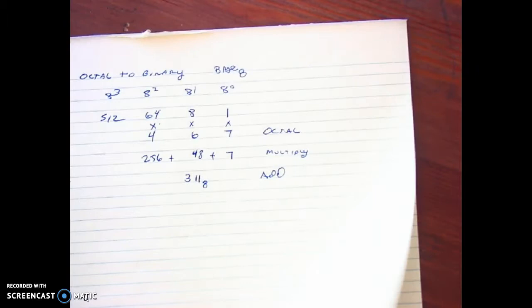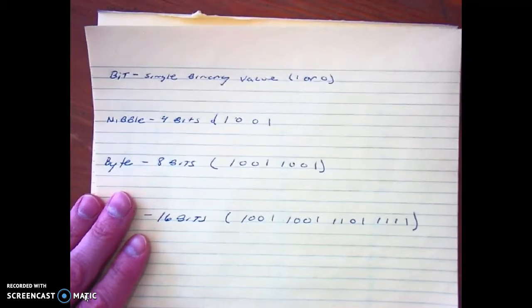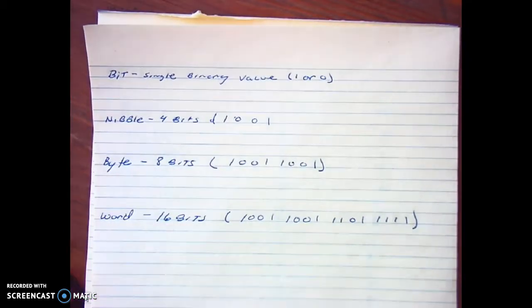So that's octal. Finally, what I want to talk to you about is I've been talking about bits, nibbles, bytes, and all that. When we start getting into some of the deeper stuff, like logic gates, we're going to be using bytes and nibbles and bits. So a bit, what is a bit? A single binary value. It's a 1 or a 0. A nibble is 4 bits.